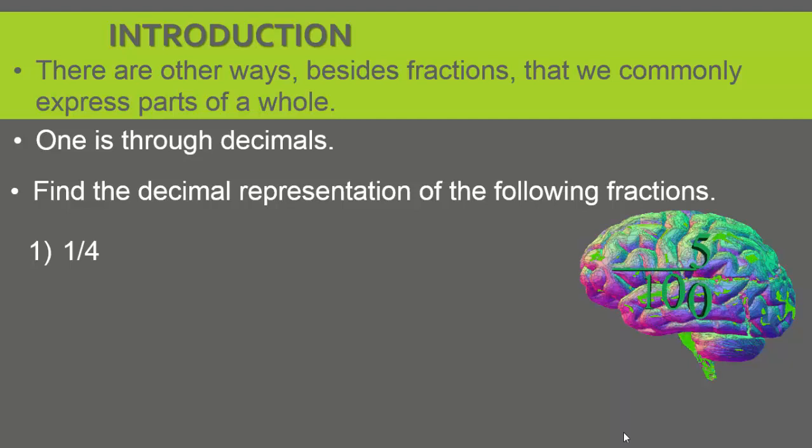Number 1 is 1/4. So let us go to the whiteboard and work this out without the use of a calculator. Example number 1, we are asked to convert 1/4 into a decimal. If we're going to do this without a calculator, what we have to understand is that this means 1 divided by 4. Or we can look at this as a long division problem where we have 4 goes into 1. But we see that 4 does not go into 1.